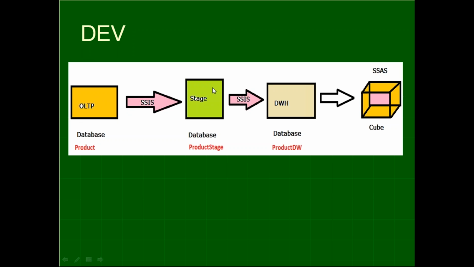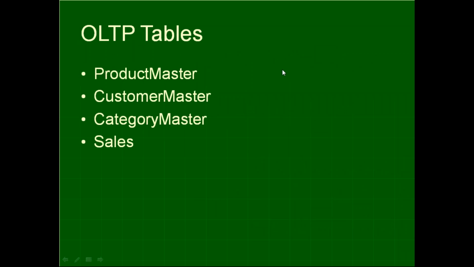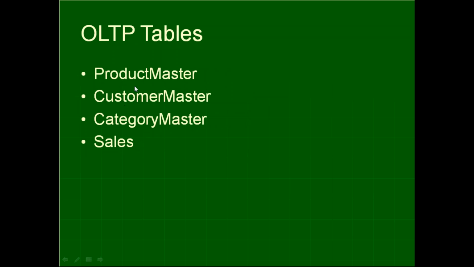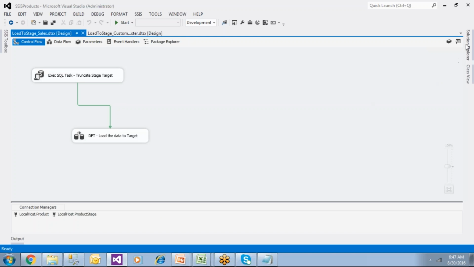Now today, this is the thing we had already done: load data from OLTP to stage. And what are the tables the OLTP database has? Product master, customer master, category master, and sales master. This is the data given by the customer, and we have to load this to stage, and these tables we have to create on our own based on these data types and this schema. Clear? So stage product master, stage customer master, stage category master, stage sales, we had created these, and using SSIS packages we had loaded the data.